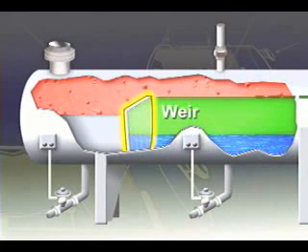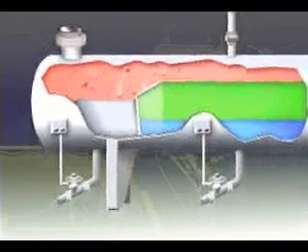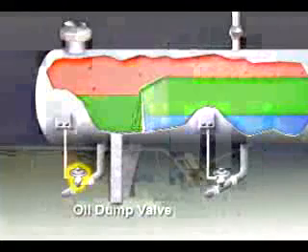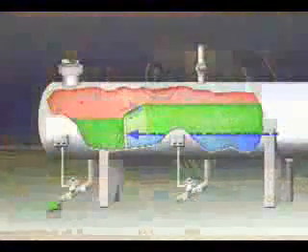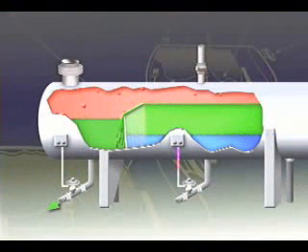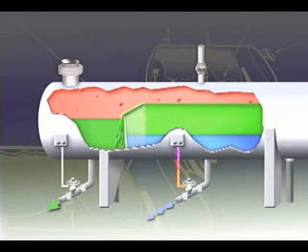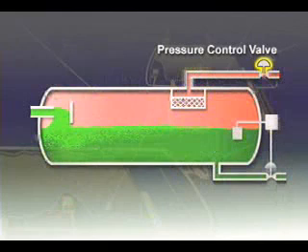A weir maintains the oil level, while an interface controller maintains the water level. The oil spills over the top of the weir, and then a level controller, which operates the oil dump valve, controls its level. An interface level controller senses the height of the oil-water interface. This controller signals the water dump valve to release as much water from the vessel as is needed to maintain the oil-water interface at design height. The gas flows horizontally and exits through a mist extractor to a pressure control valve, which maintains constant vessel pressure.